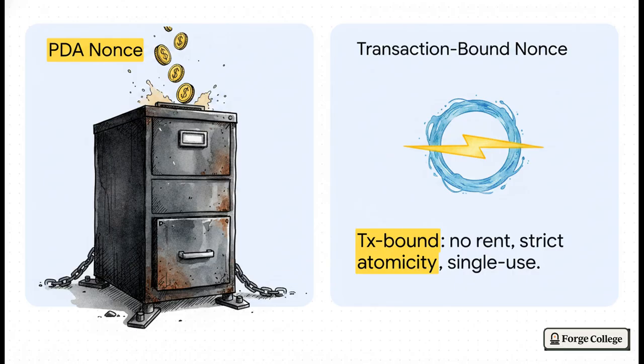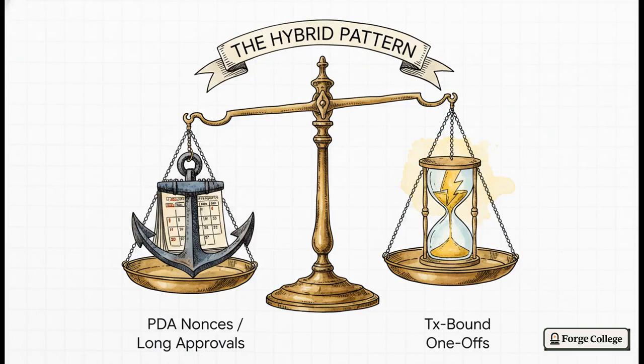On the right, we have the transaction-bound nonce. This requires the permit to be consumed in the exact same transaction that verifies the signature. It costs absolutely nothing in persistent storage and guarantees strict atomicity. But the catch is it forces the user or relayer into a really tight single submission constraint. So how do we solve this trade-off?